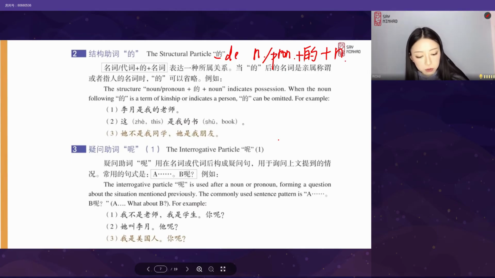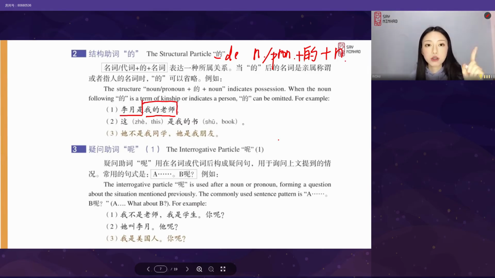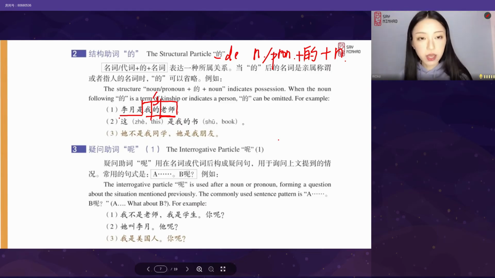Now let's see. First one. 李月是我的老师. So let's just ignore 李月是. Just see 我的老师. In this sentence, 我 is the pronoun, right? 我的 means my. And 老师 means teacher. So 我的老师 means my teacher. So 李月是我的老师 means 李月 is my teacher.